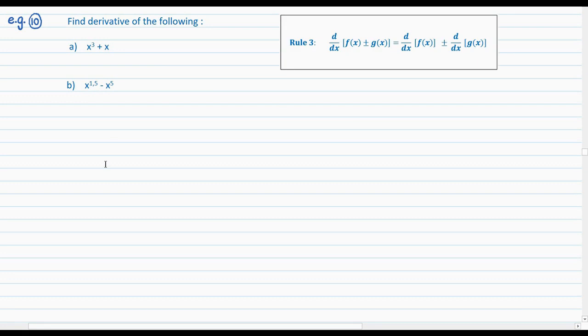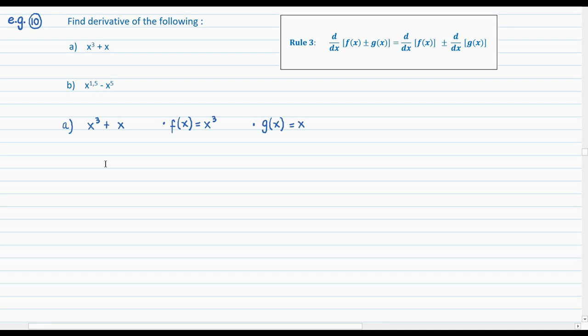Find the derivative of the following. For this one, I chose different combinations of various functions we've already seen. I'll just put rule 3 here on the side so you can refer to it. For part A, it's x cubed plus x. You can call x cubed f of x and x g of x.